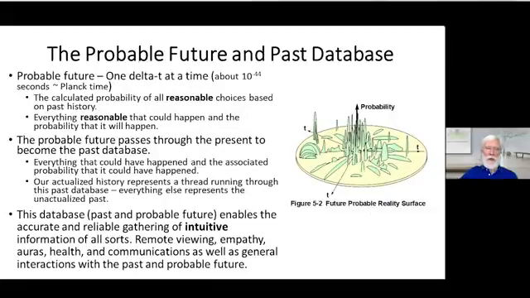The last bullet, okay. This database, past and probable future, enables the accurate and reliable gathering of intuitive information of all sorts: remote viewing, auras, health, communication, empathy, general interactions with the past or probable future. All these things become possible because of this database. This is a database that anybody who explores consciousness will run into, because it's there. It's part of our virtual reality. And when the early Hindus ran into it, they gave it a name. They called it the Akashic Records. Well, the Akashic Records are just a database that has to be put together in order for the rendering engine to do its job more efficiently.